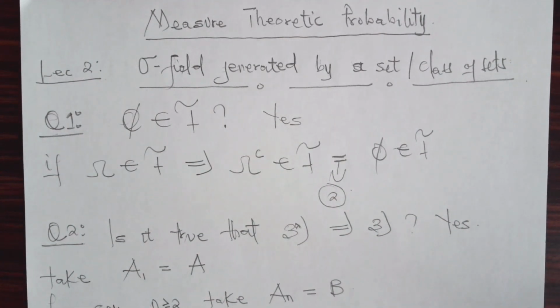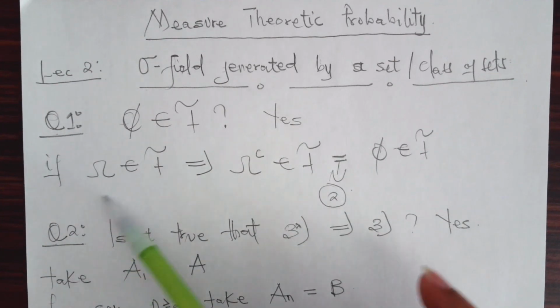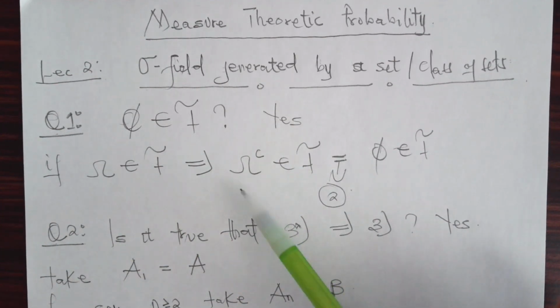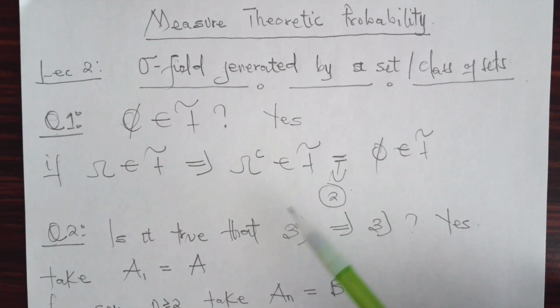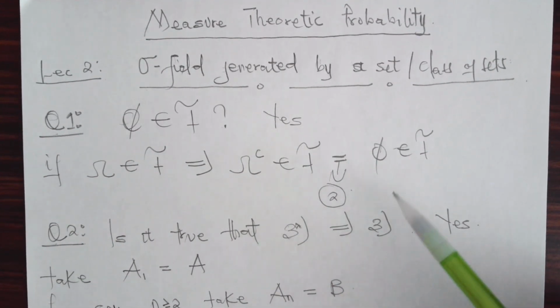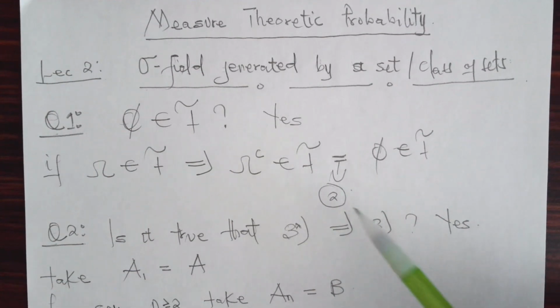Why? By condition 2, for F being a field or a sigma field, if A belongs to F, then it implies that A complement also belongs to F. So since we have the whole space belonging to F, it implies we have its complement belonging to F, and the complement of the whole space, or sample space, is the empty set. So by condition 2, we answer this question.